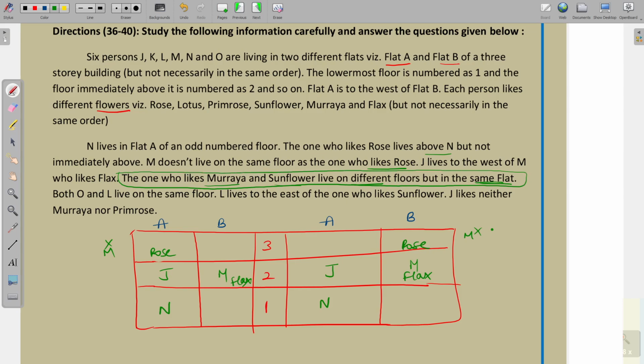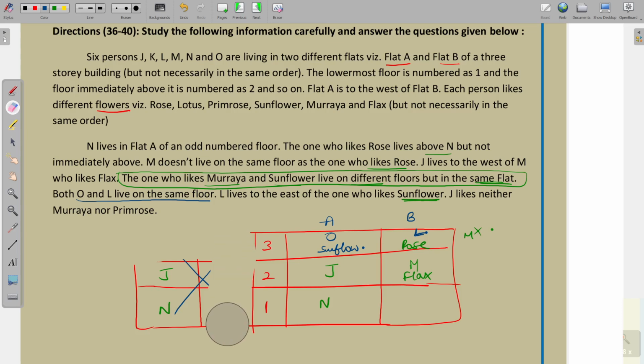Next, both O and L live on the same floor. L lives to the east of the one who likes sunflower. So, L will be in the east of the one who likes sunflower. Suppose if L is placed here, then the sunflower person comes here. Actually, sunflower should come here, but rose has already come, so this possibility is not correct. So, here both O and L are on the same floor, so here O is placed. This possibility was already a mistake, so I am going to review this.